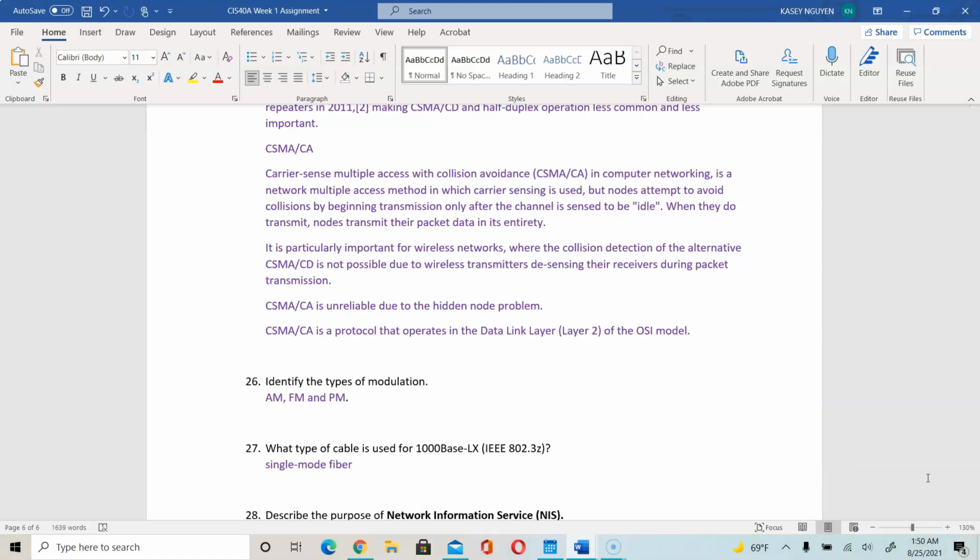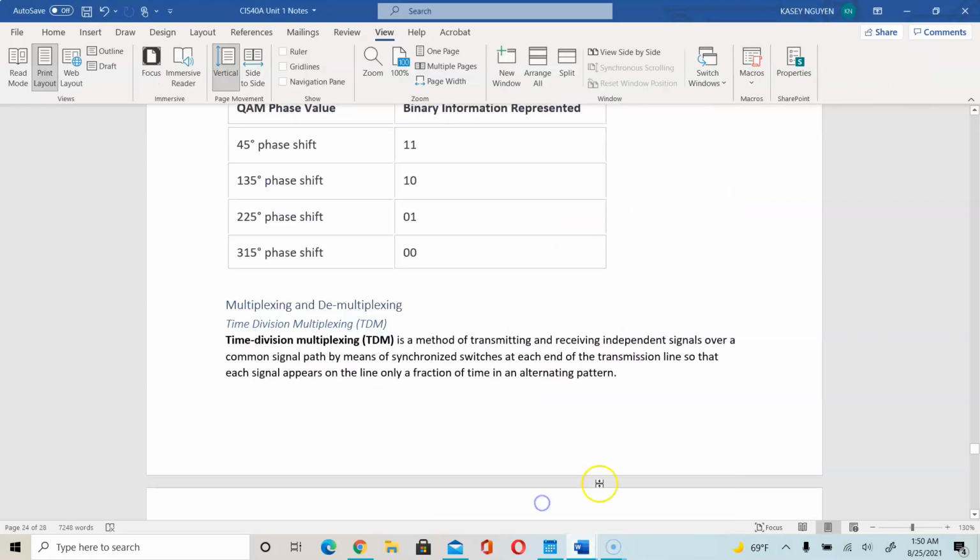For 27, it asks you what type of cable is used in a 1000 base LX IEEE 802.3z. And so when you don't see the TX at the end, we know that it's not a UTP or a twisted pair, a TP. So when you see LX, that is referring to fiber single mode. So how do I know that? Where can I find the information on that?